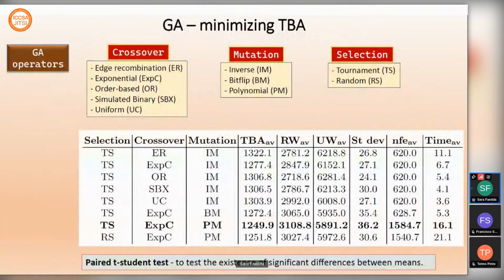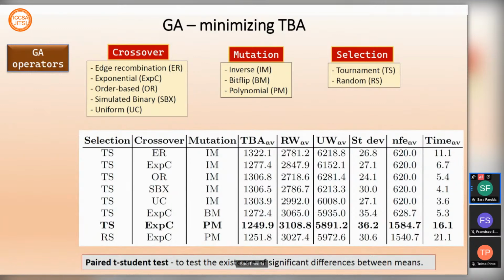operator. These are the results for each of the crossover, okay? Maintaining this selection and this mutation, then the results when we use this crossover for other mutation and for other types of selection. In bold, we can see the best result obtained. So for a total burned area of this value, we use this remaining water, and this is the standard deviation, number of function evaluations, and the processing time on average.